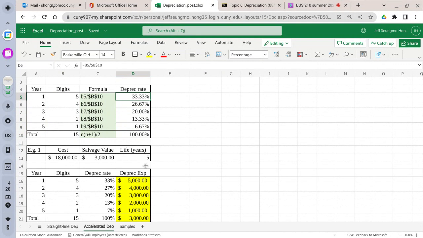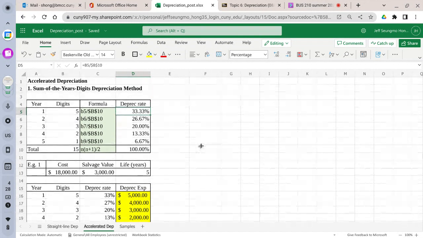So what's the benefit? You depreciate a larger amount early on. In other words, you write off the largest expense early on, and it is smoothly declining over time. So the benefit is clear, right? The more you write off early on, the more tax break you get early on. And more tax break early on is important.